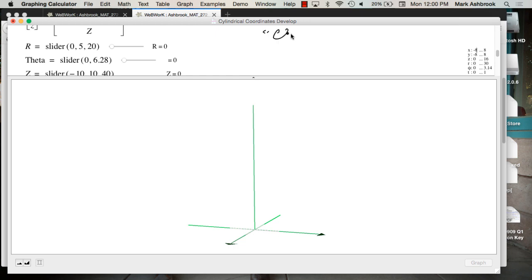Cylindrical coordinates, so instead of x, y, and z, we have r, theta, z. So r and theta are the same coordinates as in polar. So it's like the xy plane is now transformed into the polar coordinates. And then the z coordinate is the same as the z coordinate before. It's just up and down.